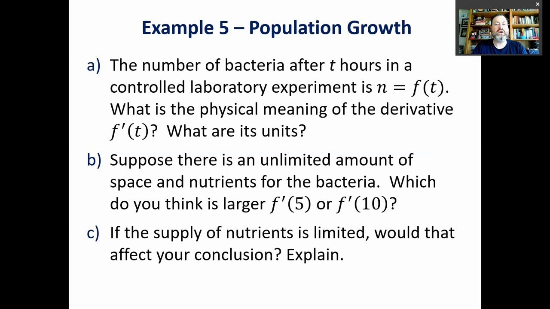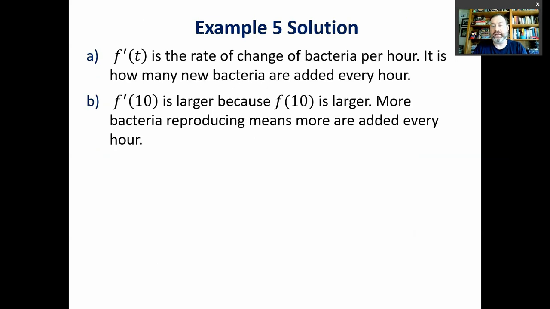Initially, if you have just a few bacteria to start, there might be 20 new bacteria added per hour. But then later on, when you have many more bacteria, there might be 80 added per hour. Because each individual bacterium can reproduce by just splitting, the more bacteria you have, the faster you're adding new bacteria every hour. So f prime of 10 would be larger because f of 10 is larger. More bacteria reproducing means more are added every hour.